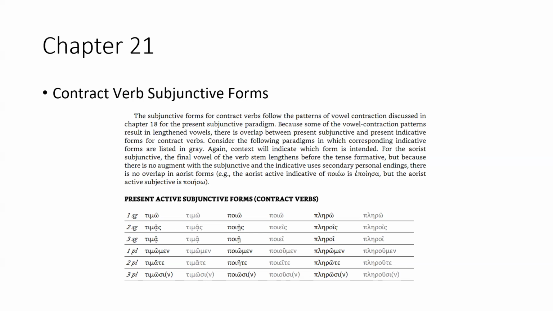If we just start to look at poieo, we see poio, same as the indicative form. Poieis versus poiehs with alpha contraction and the eta. So you start to see some differences here in the forms. But several of the forms are going to be the same, and you're going to have to look at context to understand whether it's indicative or subjunctive.